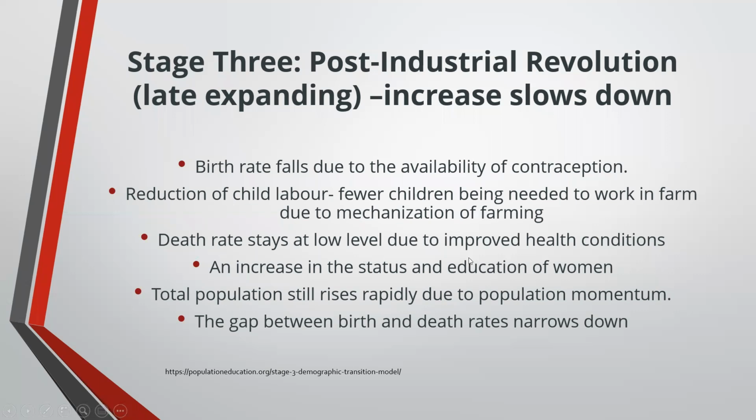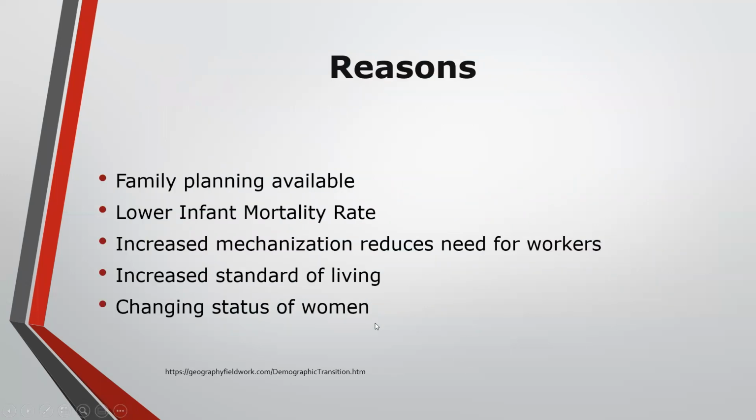The death rate stayed low because of improved health conditions and an increase in the status of women's education, along with other technology improvements and contraceptive methods. The whole economy rose and the country's economic status improved, but there was still a rapid rise due to population momentum, and the gap between birth rates and death rates started to narrow. So the reasons were family planning availability, low infant mortality rate, increased mechanization, increased standard of living, and the changing status of women in terms of health and education.